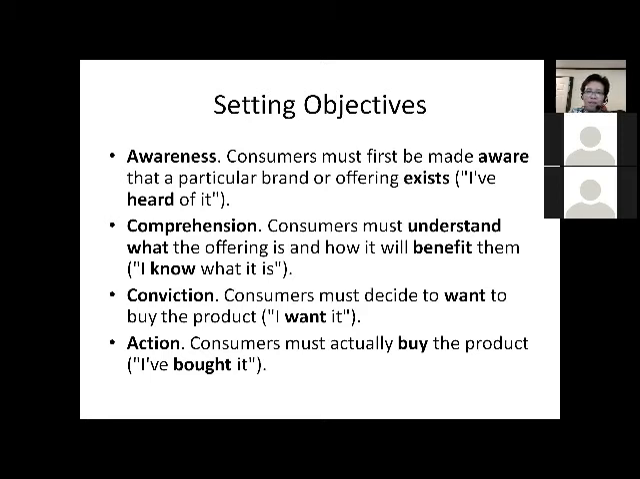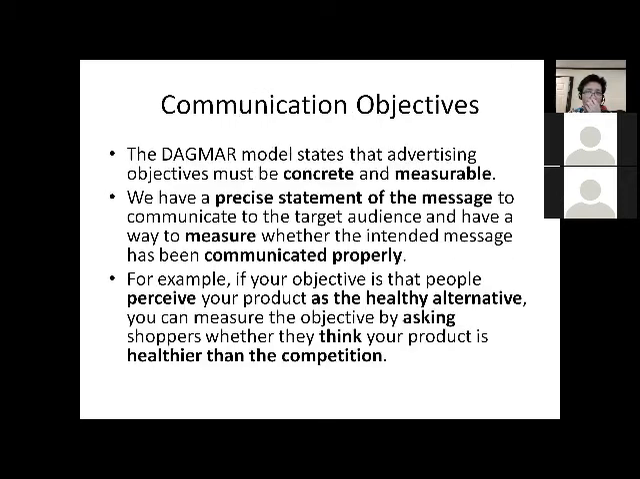Okay, so from awareness, comprehension, conviction, and action. And then we proceed to another explanation. So it's really nice about the Dagmar model is that the objectives are concrete, they are measurable. So how do we accomplish this? Camille, could you read the second item, please?